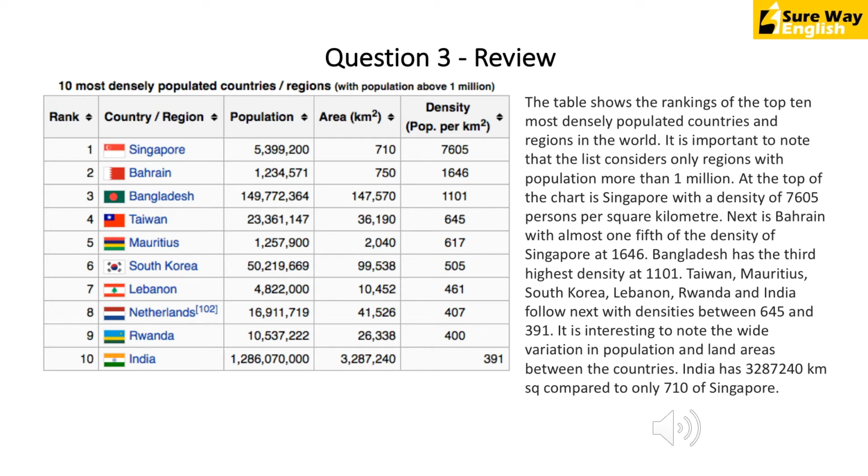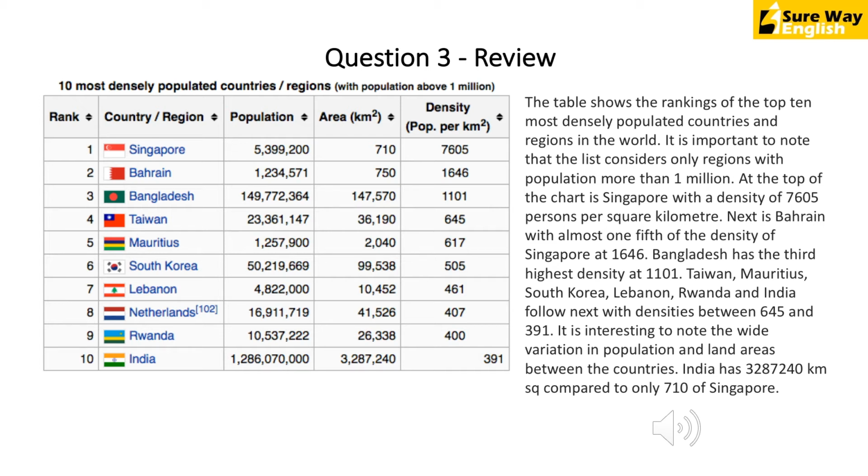Alright, so the first thing that you should notice when you look at this image is that it's a table. And the title of the table says 10 most densely populated countries/regions with population above 1 million. So it means it's a ranking of 10 most densely populated countries or regions, and that's what the table shows. So it shows the population, it shows the area, and then it shows the density, which is population per kilometer square.